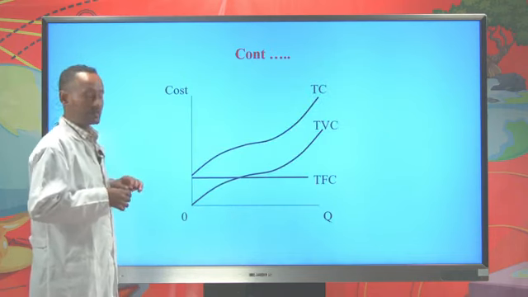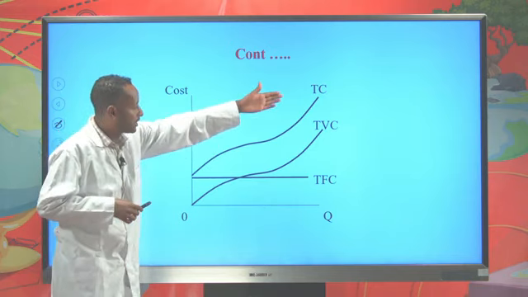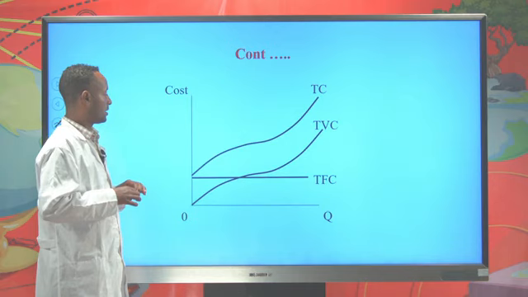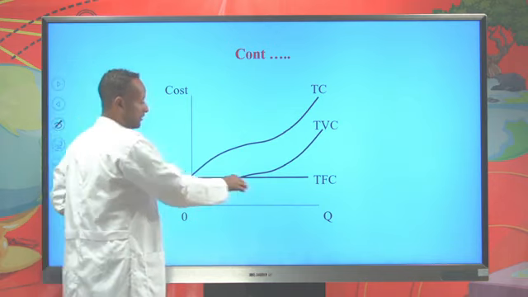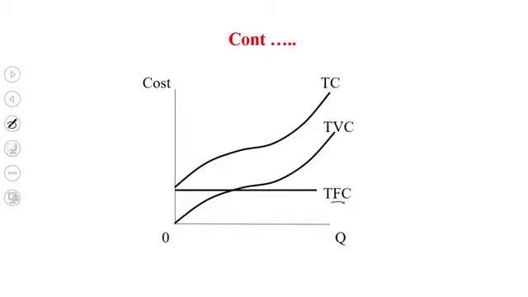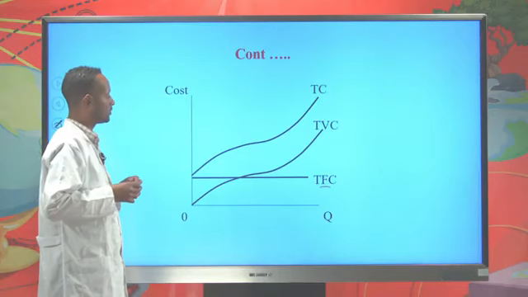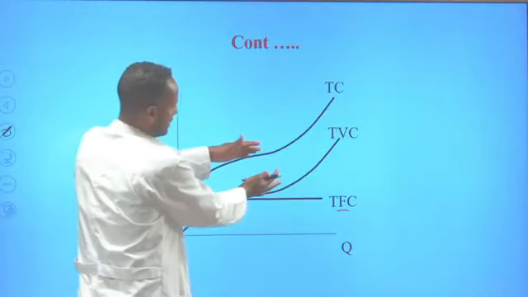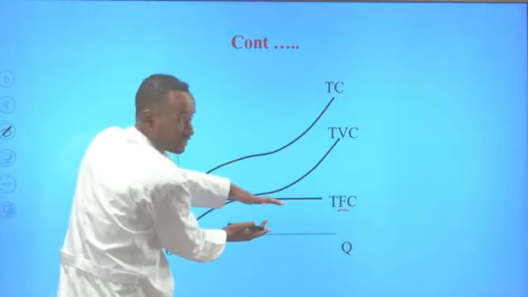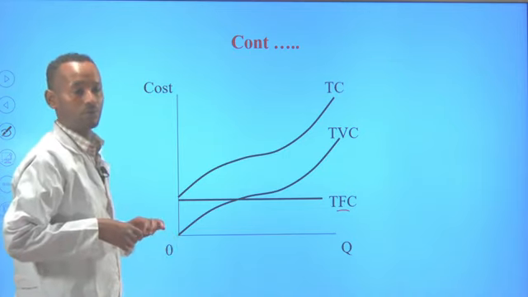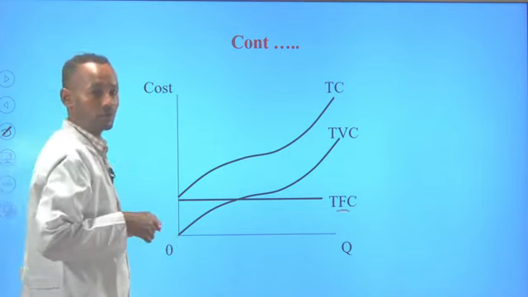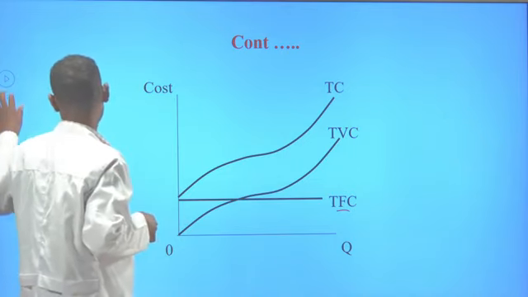Graphically, this is the total cost of production curve and this is the total variable cost of production curve. This is the total fixed cost curve. The total fixed cost curve is a horizontal straight line. The gap between the total cost and the total variable cost of production is the total fixed cost of production, because the total cost of production is the sum of the total variable cost and total fixed cost.